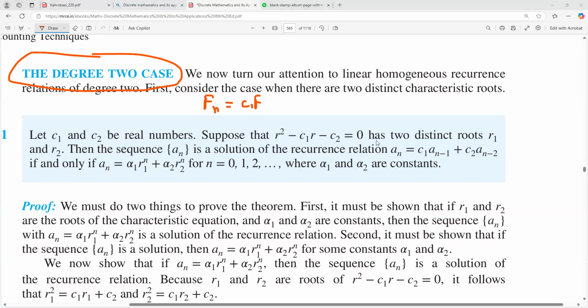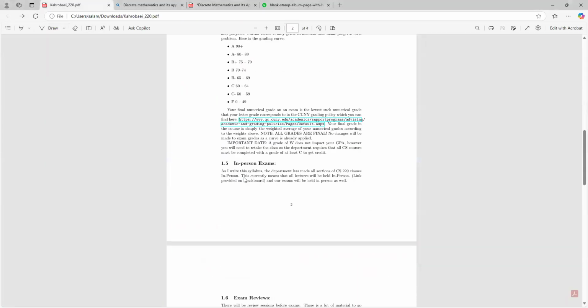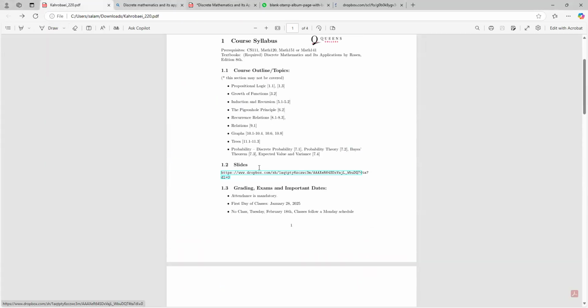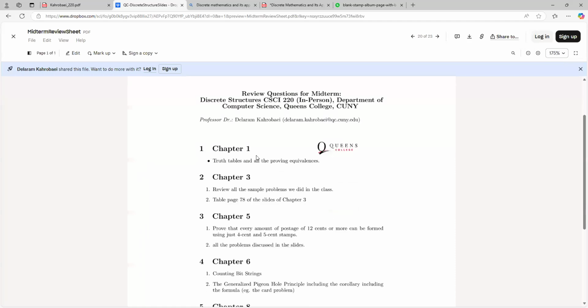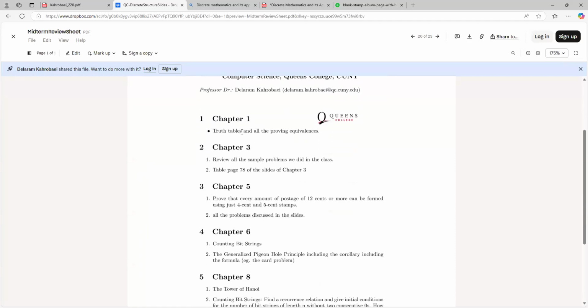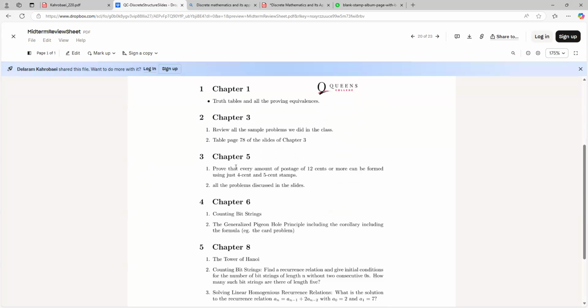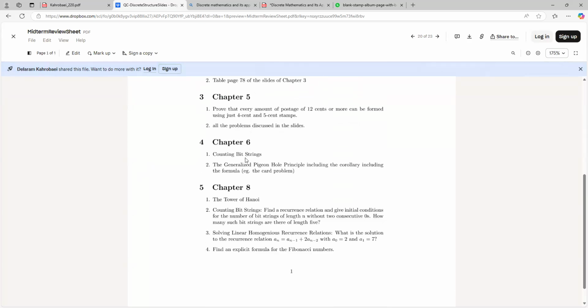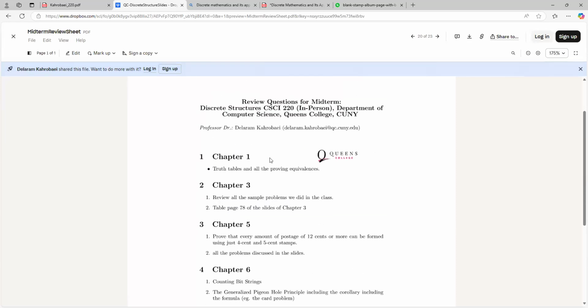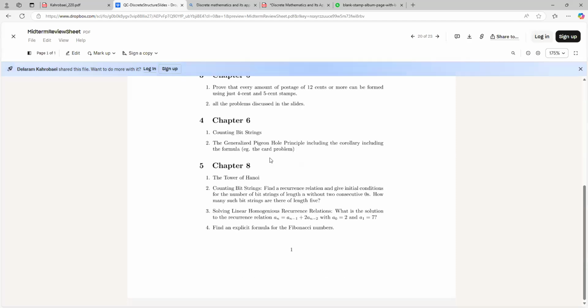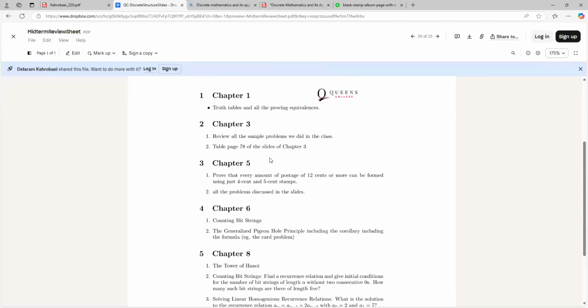Nothing more than chapters 1, 3, 5, 6, 8 will be on the exam. I think so. Don't believe me? Let's take a look at our Dropbox together. Midterm. So you're going to have truth tables, chapter 3, chapter 5, chapter 6, chapter 8. There you go. This is all that your exam is going to be. 1, 2, 3, 4, 5.